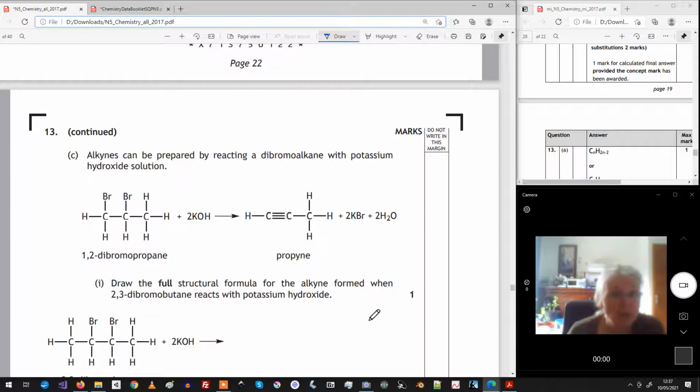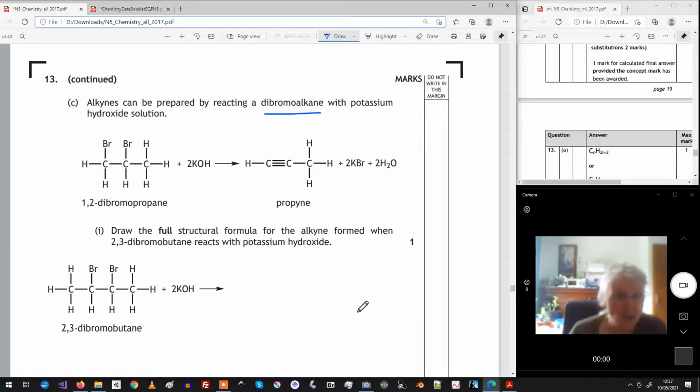Alkynes can be prepared by reacting dibromoalkane with potassium hydroxide solution, 1,2-dibromopropane and propyne. Oh no, sorry. This equation here takes place. Draw the full structural formula for the alkyne formed when 2,3-dibromobutane reacts with potassium hydroxide.